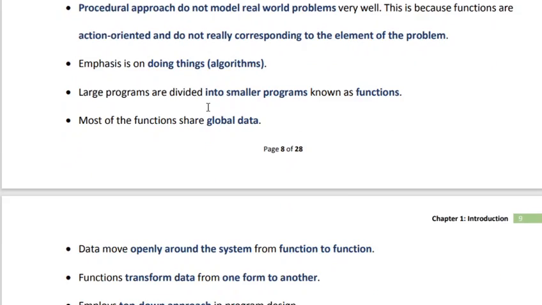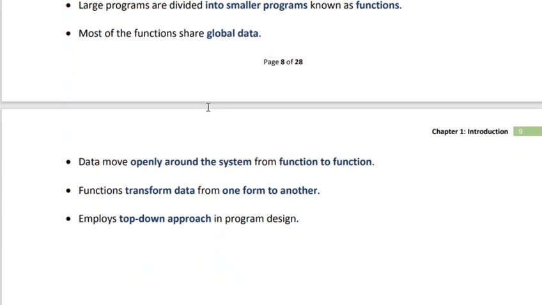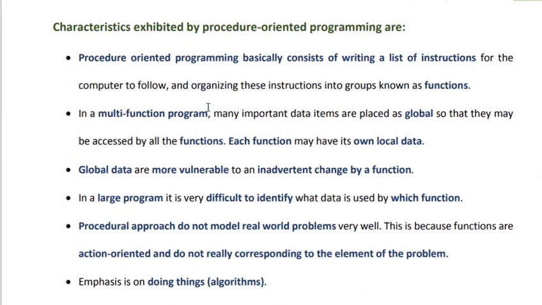More emphasis is given to the algorithm. Now large programs are divided into smaller programs known as functions. Most of the functions share global data. Data moves openly around the system from function to function. Functions transform data from one form to another form. It employs a top-down approach in program design. So these are some of the important characteristics of procedure-oriented programming.